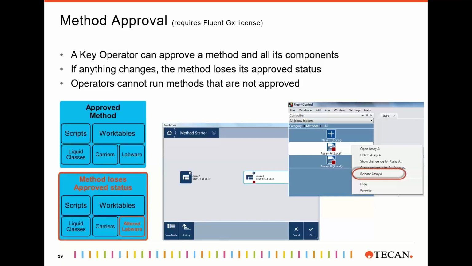Another extension of that is method approval that we offer. Users with appropriate rights can release certain methods, and then operators, or lower level users, may only run methods that have been approved. And if an item that's used in such an approved method has been changed, so maybe in a method a microplate has been switched for a different type of microplate, the software knows that, and then the method loses the approved status. The key operator or the admin has to go back in and reapprove it. Until that is done, nobody can run it that doesn't have the appropriate higher level rights.